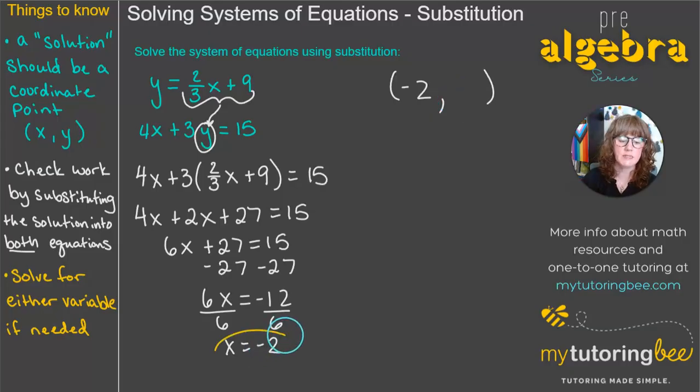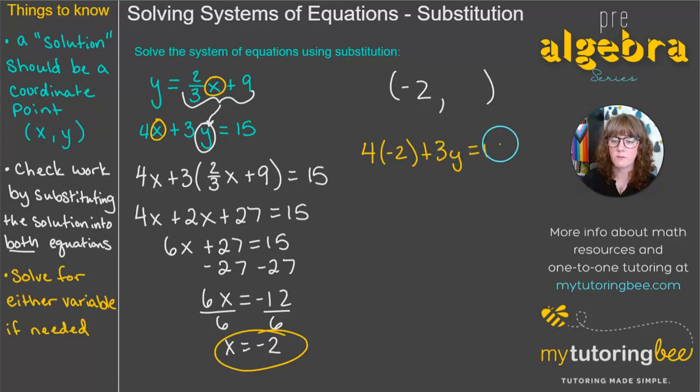Now what we can do is take that x solution that we found and substitute it into either of these equations. It does not matter which equation you choose. Both of them will give you the same answer because, again, this x value should be the same value in both of these equations. So since I don't want to have to deal with this fraction in the first equation if I don't have to, I'm going to go ahead and substitute it into the second equation. So we've got 4 times negative 2 plus 3y equals 15.